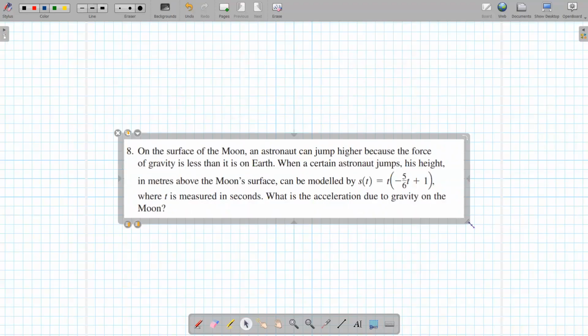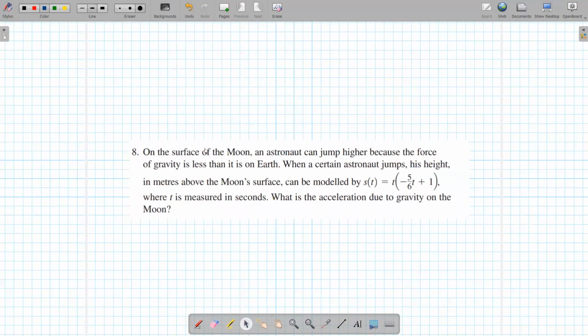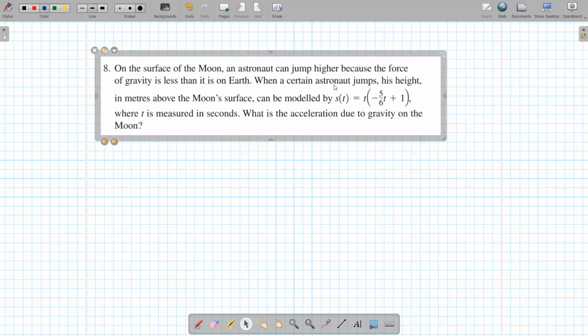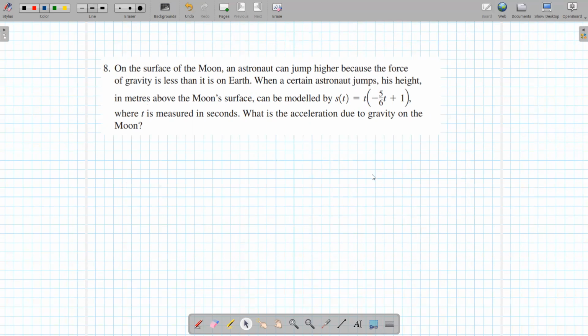Yeah, look at this. This is what we were talking about earlier. On the surface of the moon, an astronaut can jump higher because the force of gravity is less than it is on Earth. When someone jumps, his height is modeled by this. What is the acceleration due to gravity on the moon?